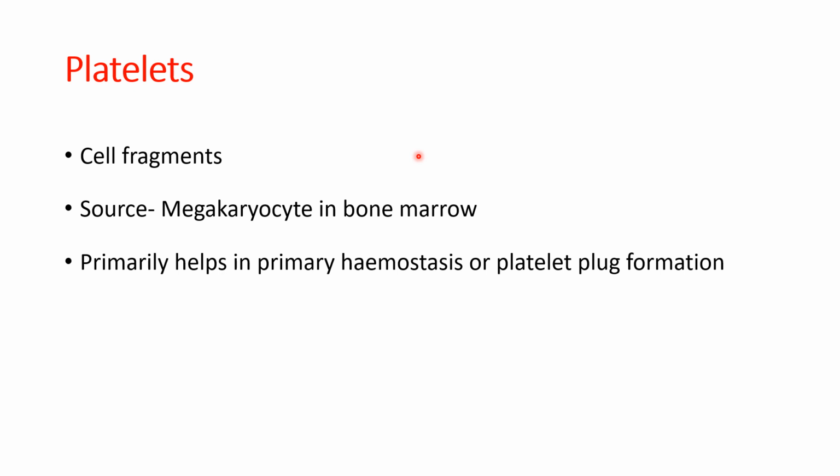Moving on, platelets. Platelets are basically cell fragments, and they come from a large cell called megakaryocytes in the bone marrow. Platelets primarily help in primary hemostasis or platelet plug formation.